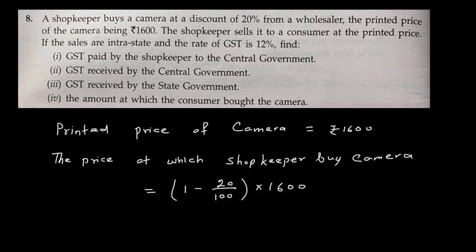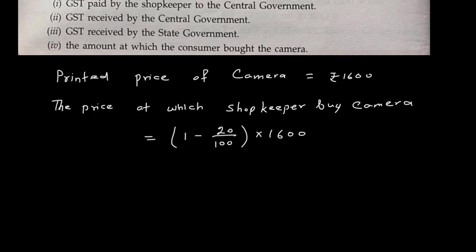This is the shortcut way. If you open the bracket, this is 1600 minus 20% of the 1600. So in short we can write that as 1 minus 20 upon 100. If a discount is there, we will subtract. If we have to add, if some profit is there, we will add, and like this we can do it. You must have done this kind of calculation in your previous standards.